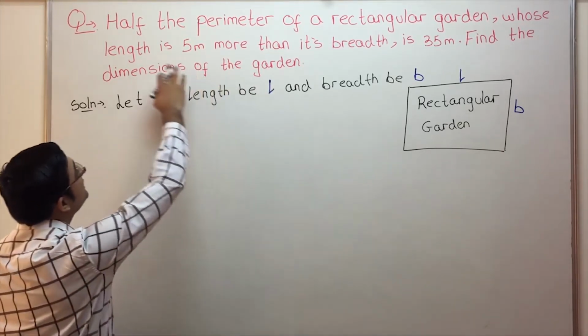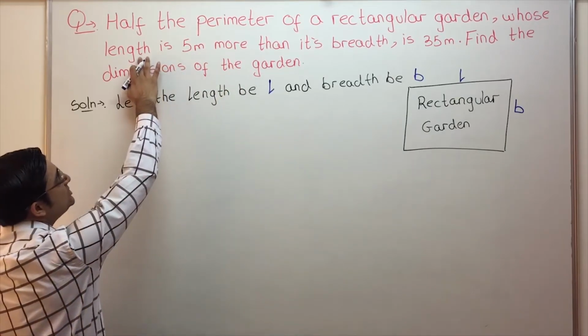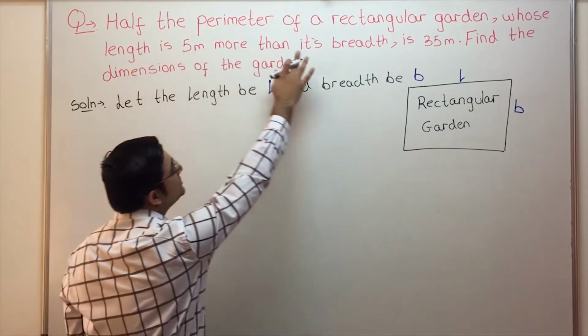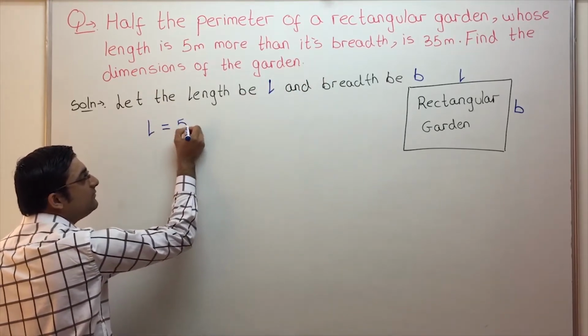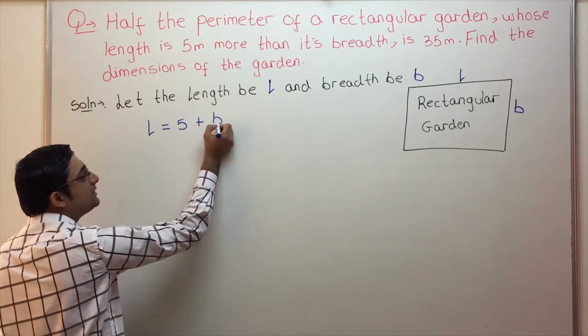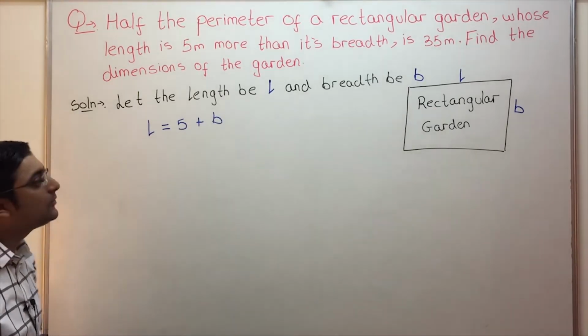See, we are given that the length is 5 meters more than the breadth. I repeat, the first thing given to us is the length is 5 meters more than its breadth. So length is 5 meters more than the breadth, L = B + 5. This is equation number 1.